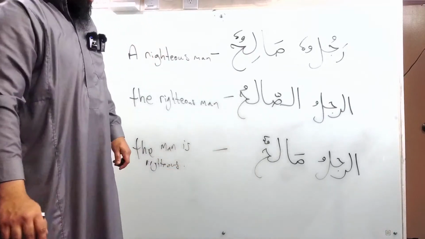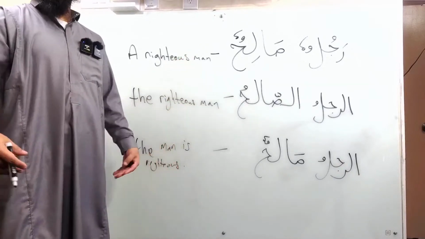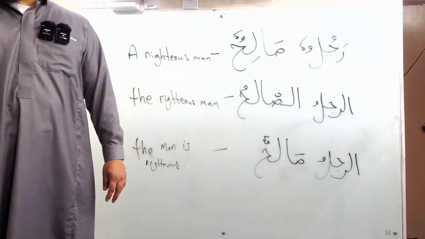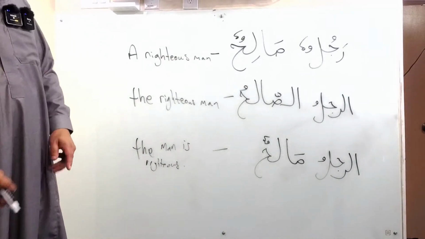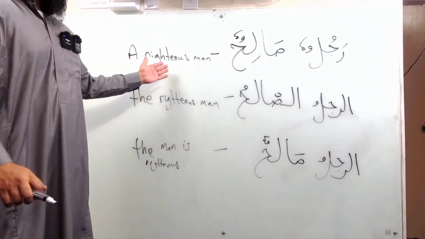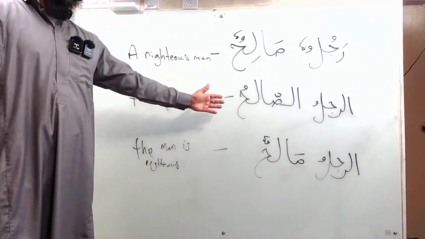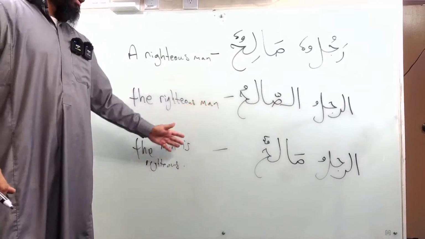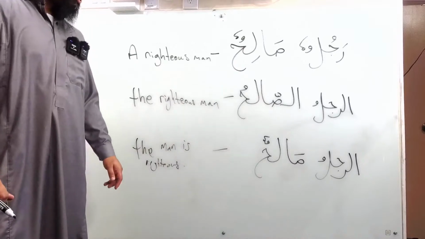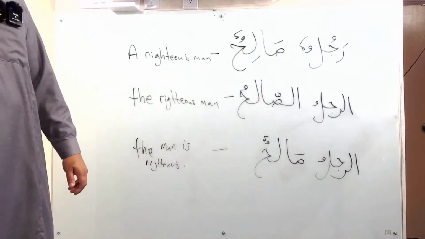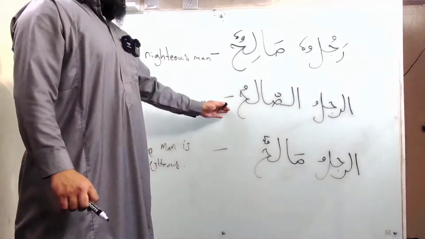Right? Now, when do you say this, and when do you say this, is up to you. It's going to be based on your context and what you want to say. Now, if you want to say a righteous man, this is how you say it: rajulun salih. If you want to say the righteous man, you say ar-rajulu as-salih. And the man is righteous: ar-rajulu salihun.